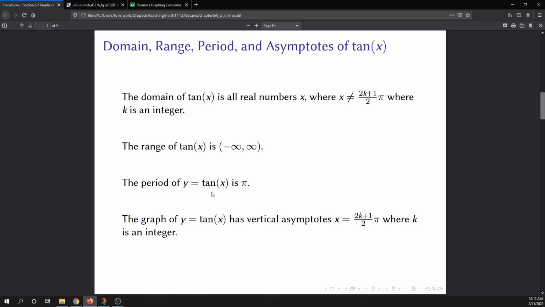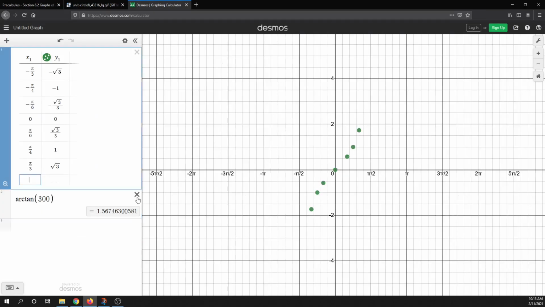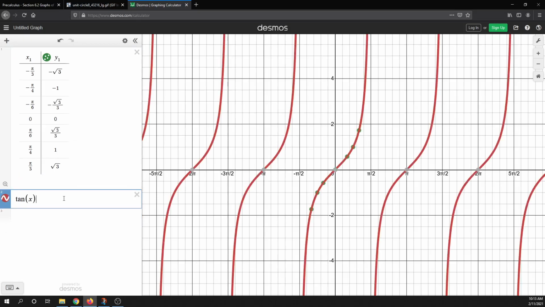Finally, the period of the tangent function is pi. Notice that's different from sine and cosine, where the period was 2 pi. For tangent, it's just pi. Oops, I erased all my asymptotes, which I didn't want to do. Okay, so that's what tangent looks like. Again, remember what the period is: the period is the smallest number for which the graph repeats itself.